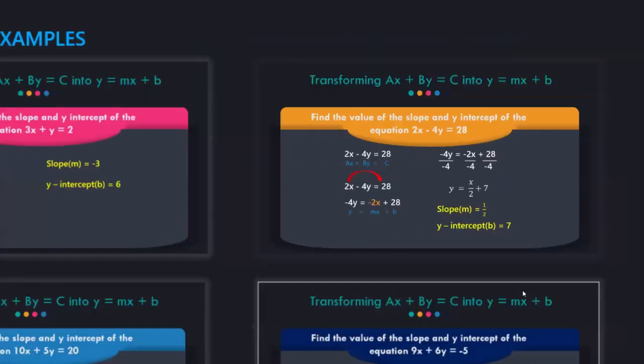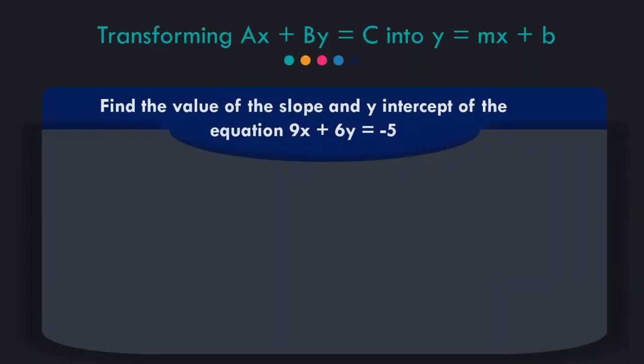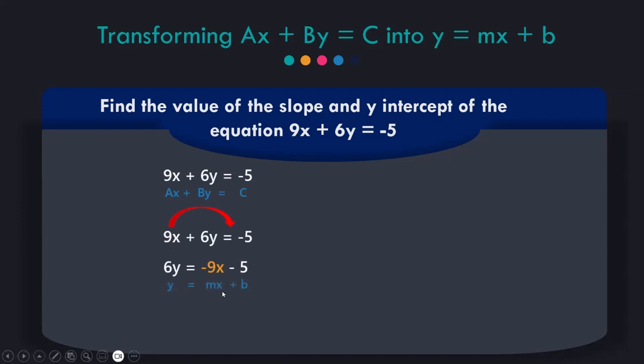Last example. Find the value of the slope and y-intercept of the equation 9x plus 6y equals negative 5. So again, this is in standard form. So first step, transpose 9x to the other side of the equation. Okay? So if we transpose 9x, positive 9x, it will become negative 9x. So we're going to have 6y is equal to negative 9x minus 5. And it is now in the form y equals mx plus b.